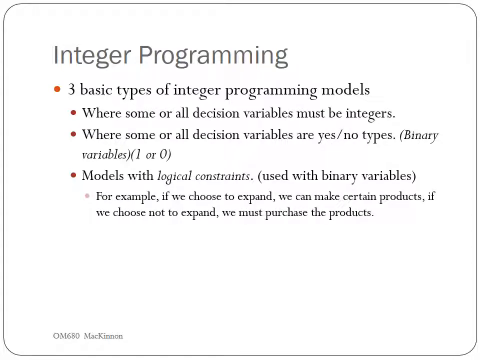So, for example, if we want to expand or make certain products, if we choose to expand, we can make certain products. If we choose not to expand, we must purchase the products. So, at some point in the model solution, we end up with a yes or no question, and if we answer yes, we go off in one direction. If we answer no, we go off in another direction, and we'll get to all of those.